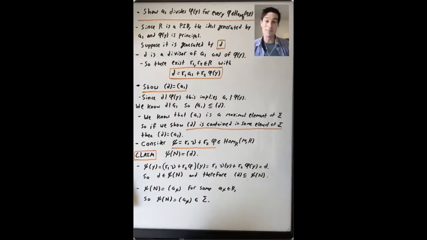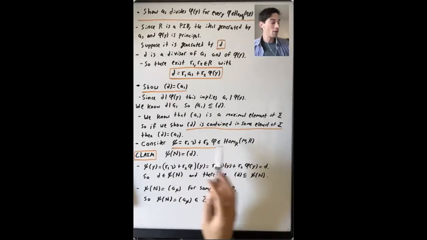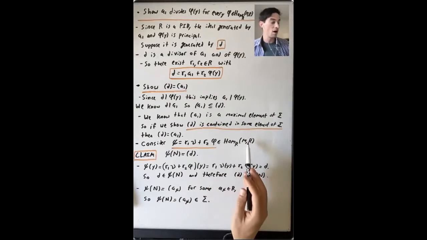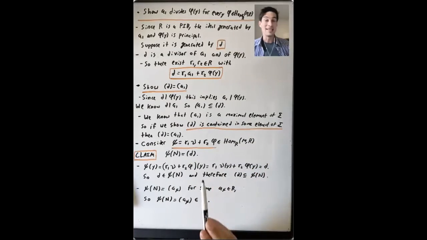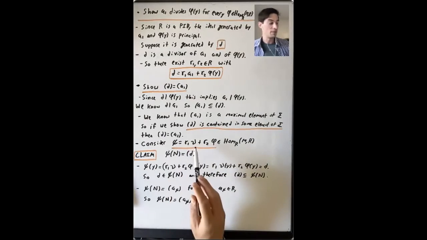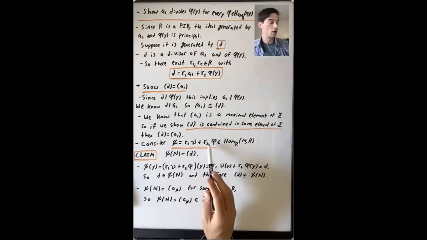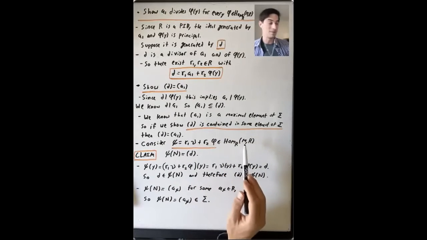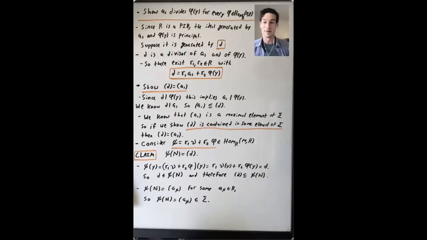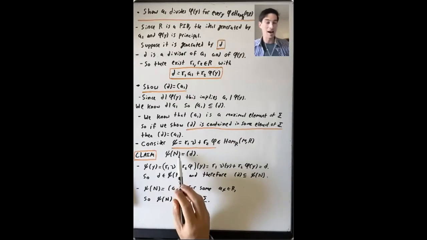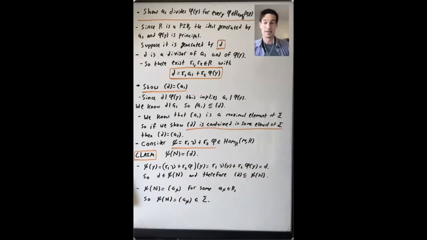So we're going to cook up the correct R module homomorphism from M to R that's going to force D to be in that image. Okay, so we're going to define psi to be R1 nu plus R2 phi. So this is an R linear combination of R module homomorphisms from M to R, so this also is one. And the claim now is that this image, psi of n, is the ideal generated by D.